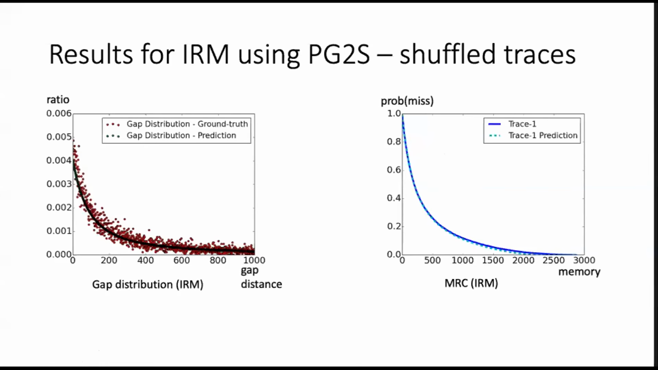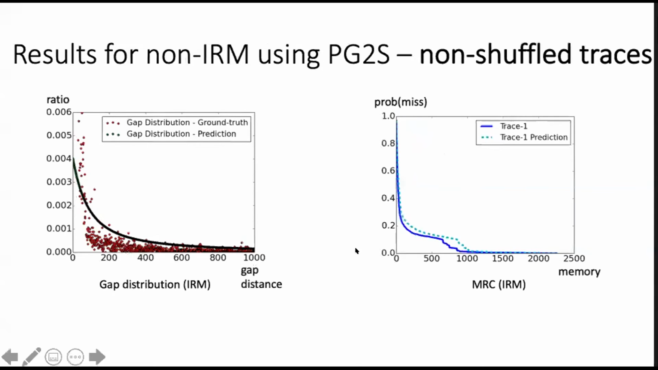However, for non-IRM cases, that's not true. If we look at the same empirical data without shuffling the trace, we find that our predicted gap distribution is higher than the empirical data, and again, the predicted MRC is higher than the empirical MRC. The predictions of PG2S and P2G in this scenario on the non-IRM cases are not accurate.